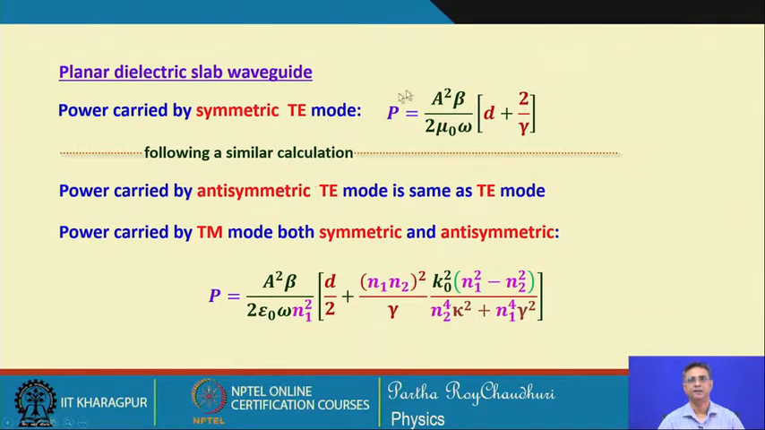for the TE mode of the waveguide will result in the same power flow expression, and for the power carried by TM modes, both for symmetric and antisymmetric modes, in the same way, following the same calculation, we can show that this also can be represented by this expression, where additionally you have n1, n2 square, n1 square, n2 square, and this is usual because n1 and n2 square appears as the continuity of the magnetic field across the interface.